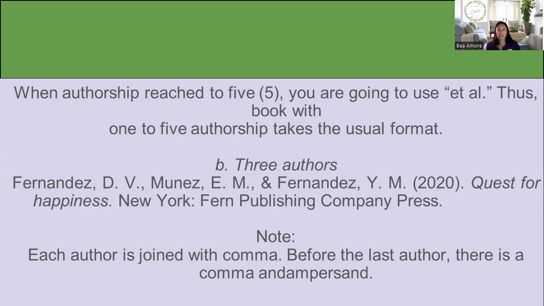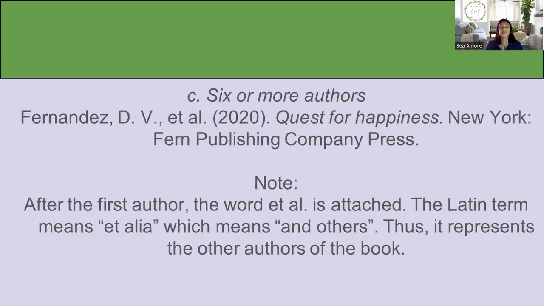For 3 authors: Fernandez DV, Muñez EM, and Fernandez YM 2020, Quest for Happiness, New York, Fern Publishing Company. It is the same format, but with 6 authors only one is written, followed by et al. With 3 authors, you still mention all of them, in the same format as the previous ones. And note, each author is joined with a comma. Before the last author, there is a comma and an ampersand.